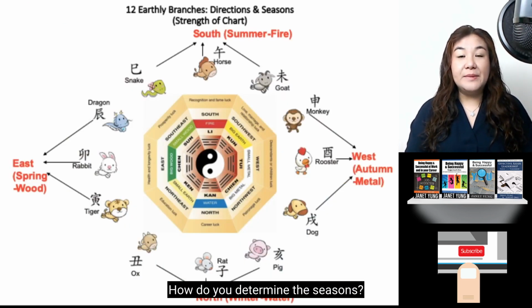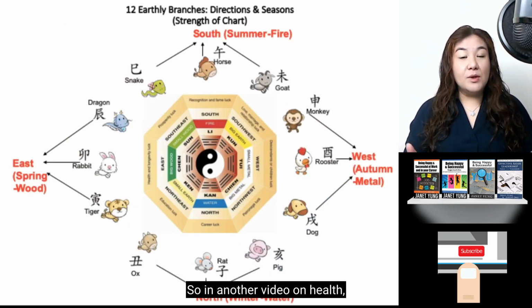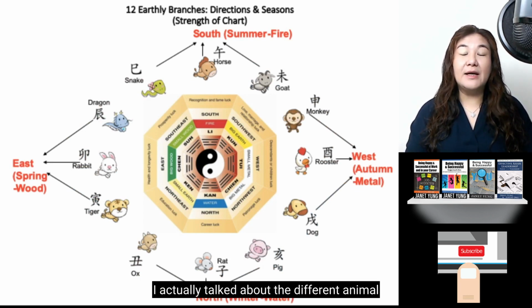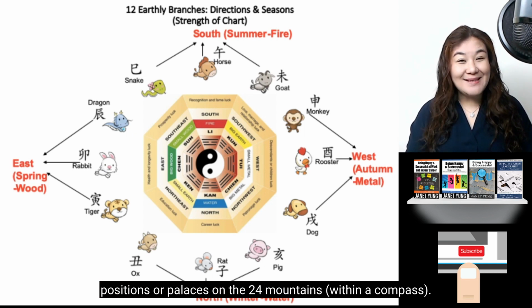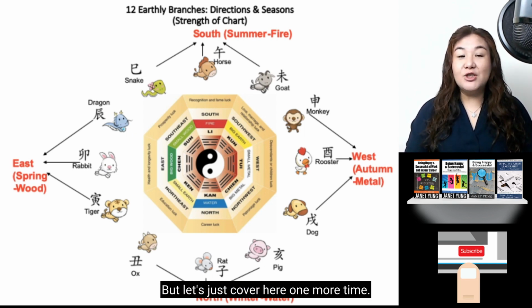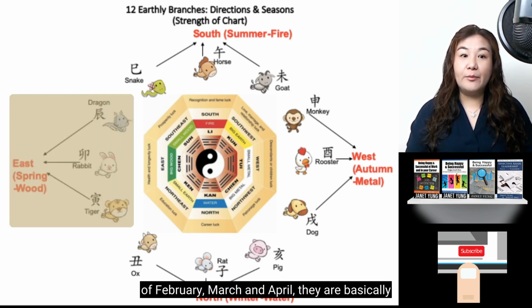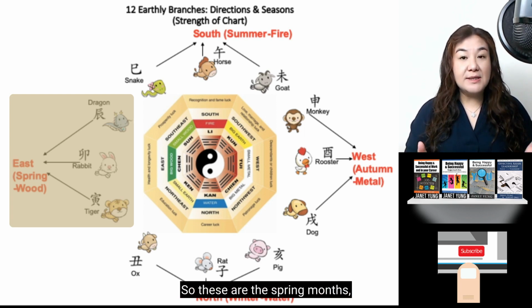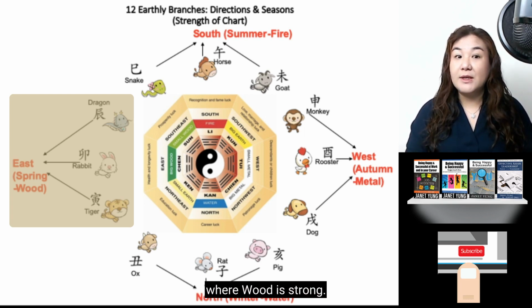How do you determine the seasons? So in another video on health, I actually talked about the different animal positions or palaces on the 24 mountains. But let's just cover it here one more time. If a person is born in the spring months of February, March and April, they are basically born in the months of tiger, rabbit and dragon. So these are the spring months where wood is strong.